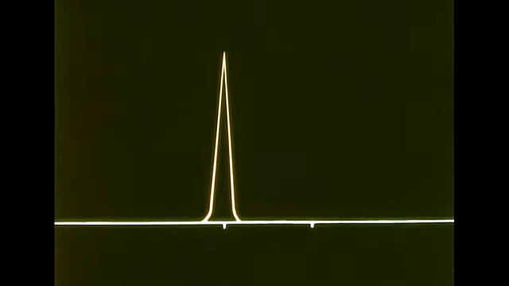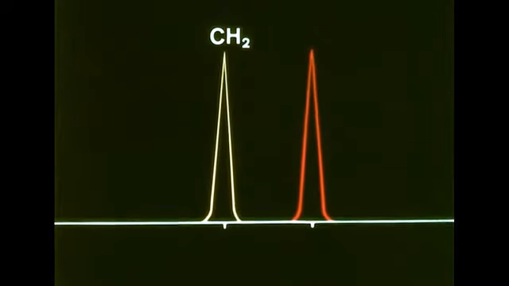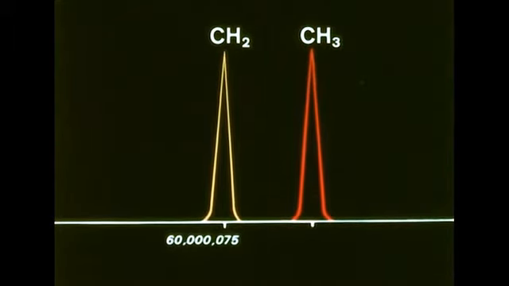However, protons in different chemical environments are shielded differently. Slightly different values of either applied field or radio frequency are required to make them resonate. With saturated hydrocarbons, for example, at 14,092 Gauss, the protons in CH2, or methylene groups, resonate at about 60 million and 75 cycles, while protons in CH3, or methyl groups, resonate at about 60 million and 54 cycles. This difference is called the chemical shift and amounts to only a few parts per million.